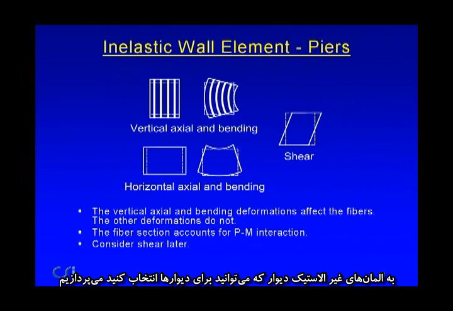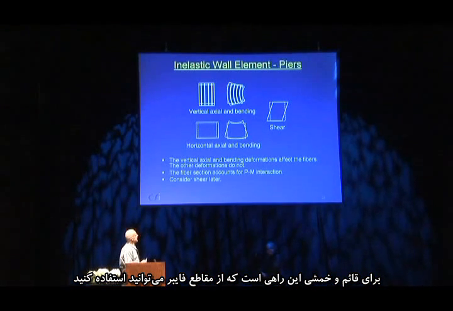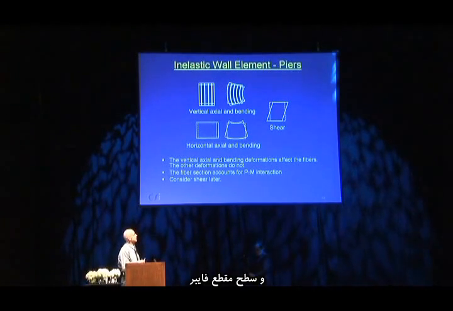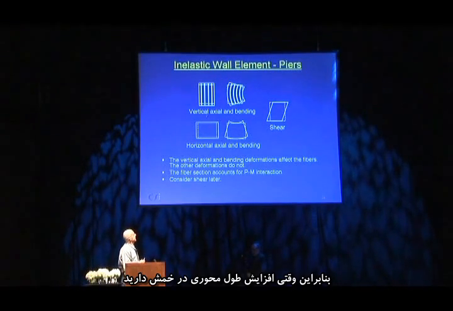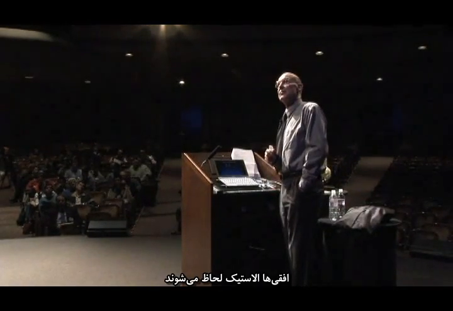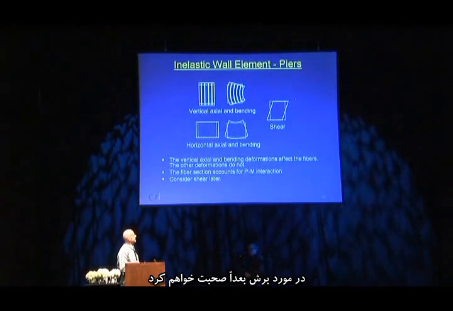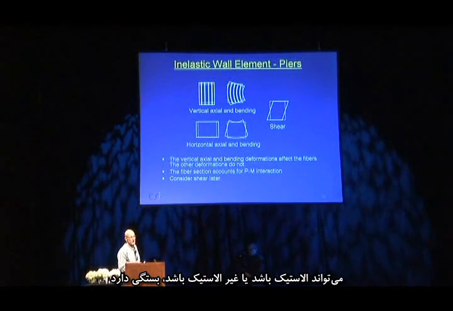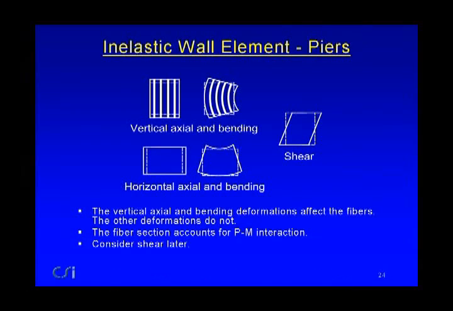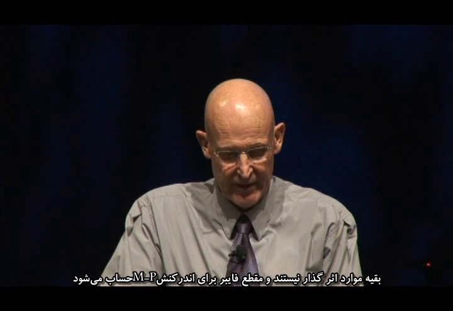If we look at an inelastic wall element, what you would do for a pier, for a vertical axial and bending, this is where you would use the fiber section. The horizontal cross section is a fiber cross section, and the fibers run vertically. So when you have axial extension and bending, this deforms the fibers. Horizontally, it's assumed to be elastic. You still have axial extension and bending, but in this element, it's assumed to be elastic. And I'll talk about shear later on. That can be elastic or it can be inelastic. It depends. So the vertical axial and bending deformations affect the fibers. The others don't. And the fiber section accounts for PM interaction. We'll consider shear later.